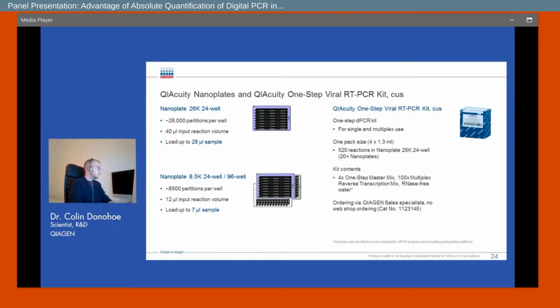well, where 8,500 partitions per well are found, with reaction volumes of 12 microliters, where users can use up to 7 microliters of sample per reaction. We have a QIAcuity One-Step Viral RT-PCR Kit developed specially for SARS-CoV-2 detection. It comes in one size, enough for 520 reactions in 26K nanoplates, and the kit contains the 4X master mix, 100X multiplex reverse transcription mix, and RNase-free water. It's not available on web shop ordering, but if you're interested, contact your QIAGEN sales specialists to order it.